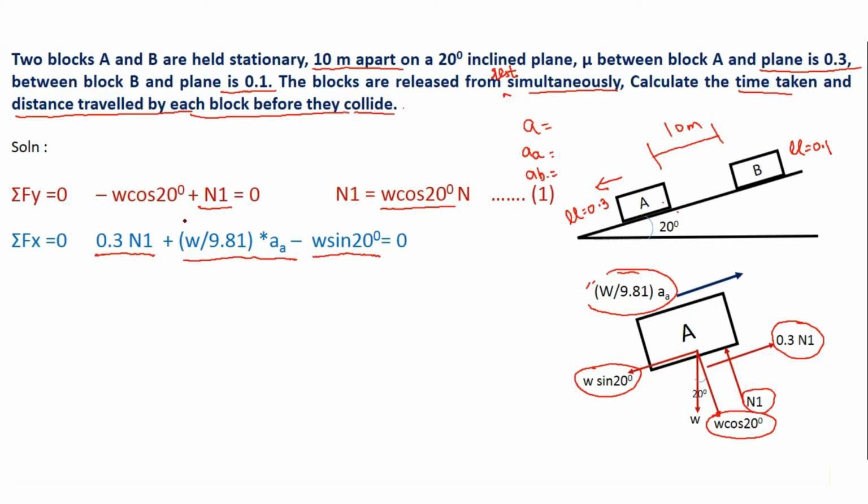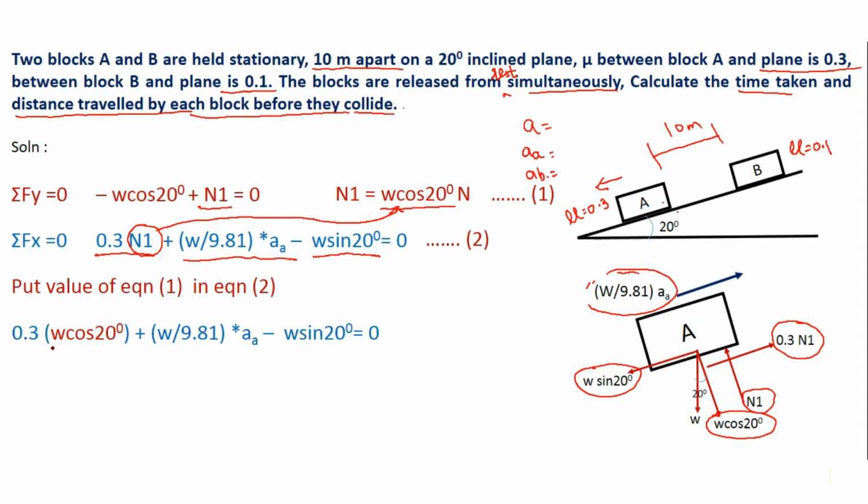Now in this equation, the value of N1 we have already found out in this particular step in terms of W, that is N1 is equal to W cos 20. So substituting this value, I will get 0.3 into W cos 20. Here you can see I have just substituted the value of N1 plus W divided by 9.81 into acceleration AA minus W sin 20 is equal to 0.